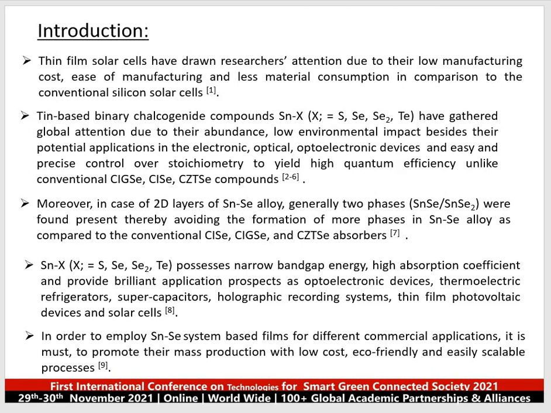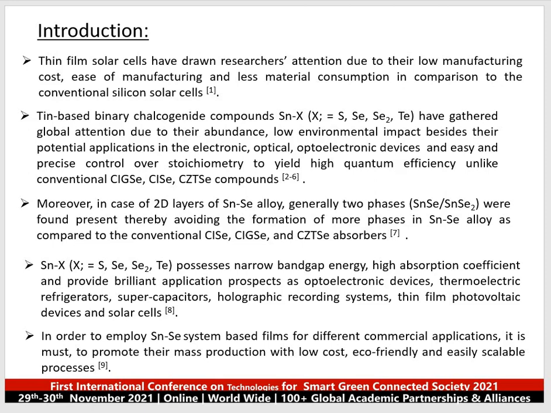Besides this, binary chalcogenide compounds possess narrow bandgap energy, high absorption coefficient, and provide brilliant application prospects as optoelectronic devices, thermoelectric refrigerators, supercapacitors, holographic recording systems, thin film photovoltaic devices, and solar cells.